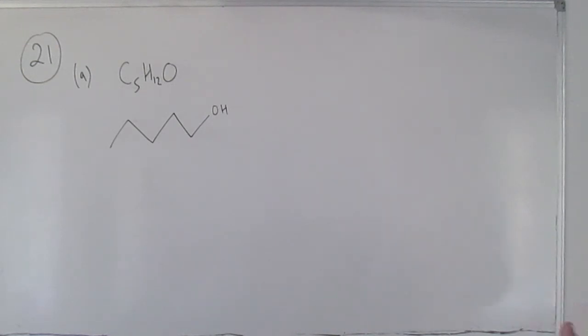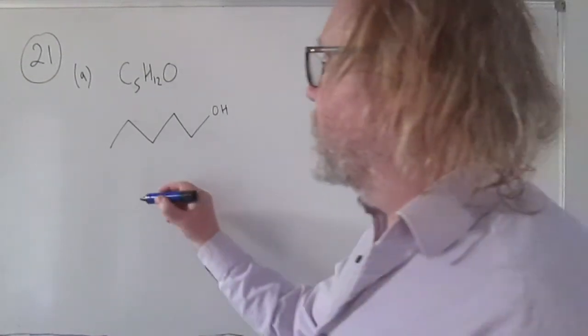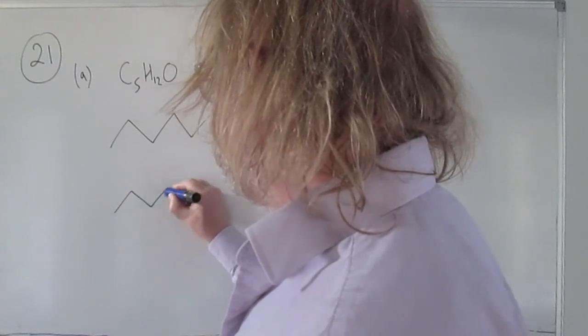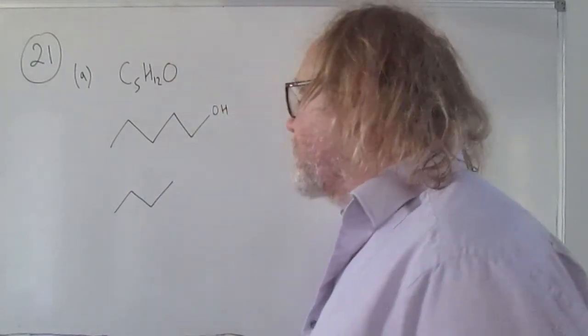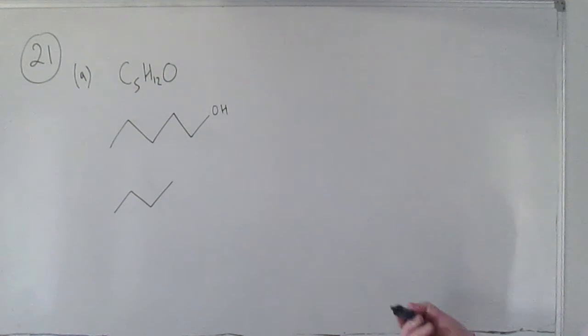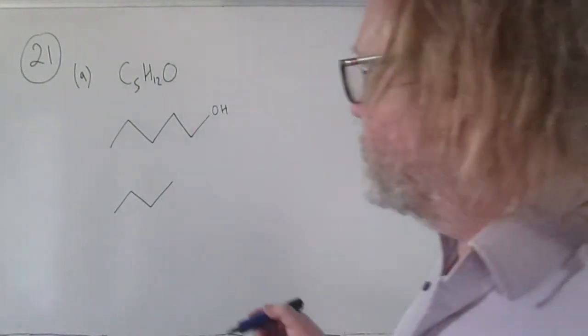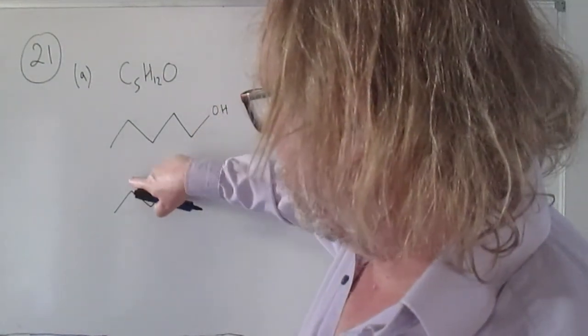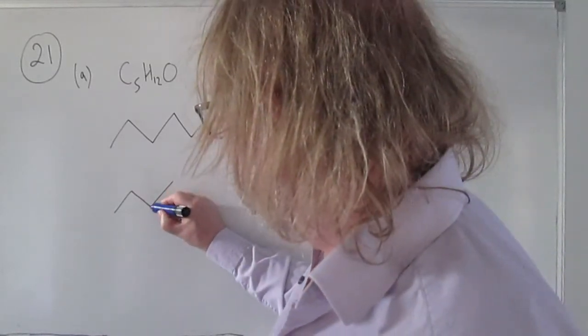So then you say, right, suppose it's not a straight chain. Suppose it only has 4 carbons in the main chain. And then you put a branch on it. And you can see there's only one way we can put a branch on that, because if we put it either there or there, it's the same thing. So let's put it here.